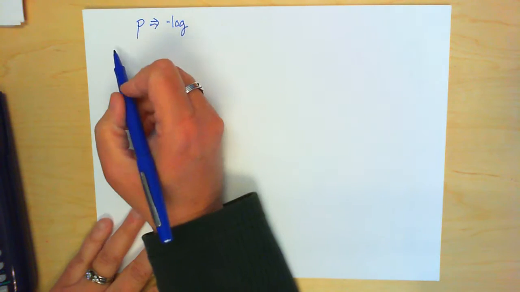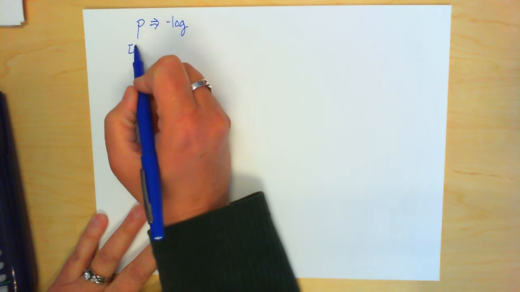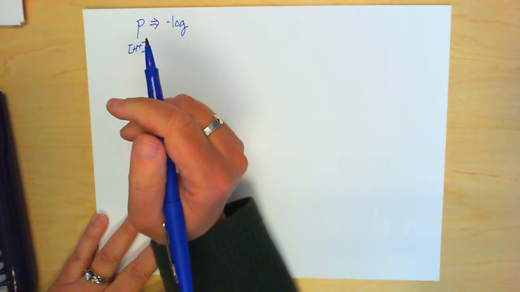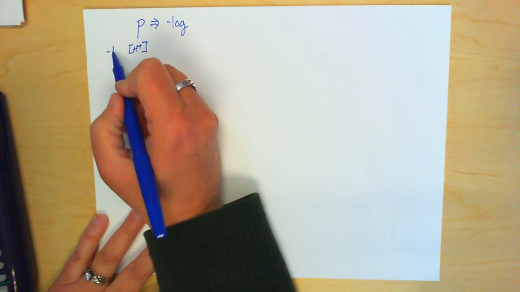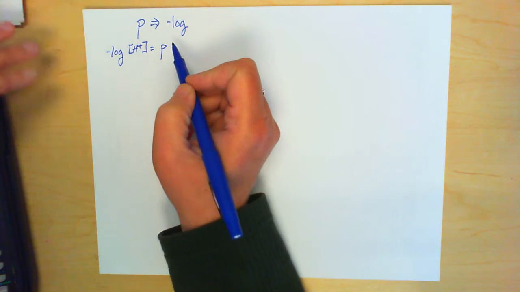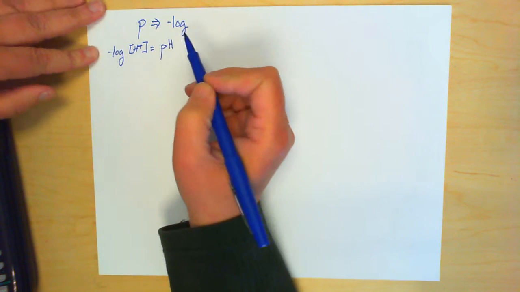Now, to walk through it, if we start with a hydronium ion concentration and we want to take the p function of it, what we'll do is the negative log of the H plus is equal to the pH value.